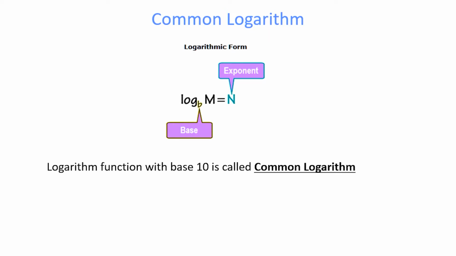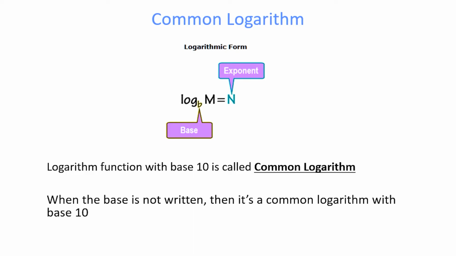When a logarithmic function has a base of 10, we call it a common logarithm. Also, when the base is not written, it means the common logarithm with base 10. We can also say log_10 x, which is the same as log x. We like to use the common logarithm because it is very easy to find with a calculator.